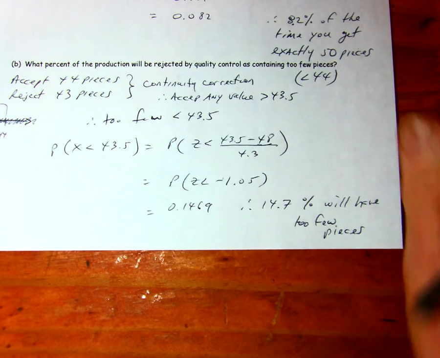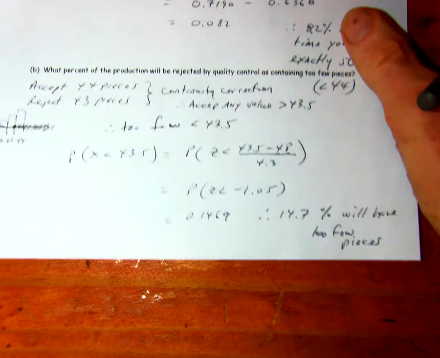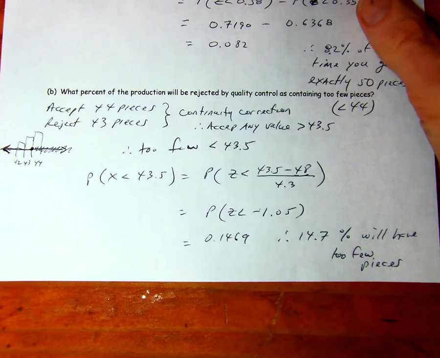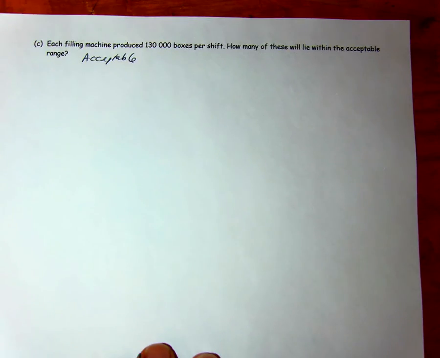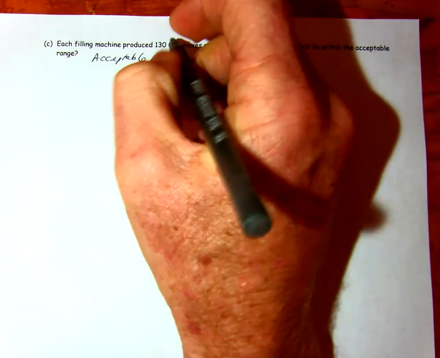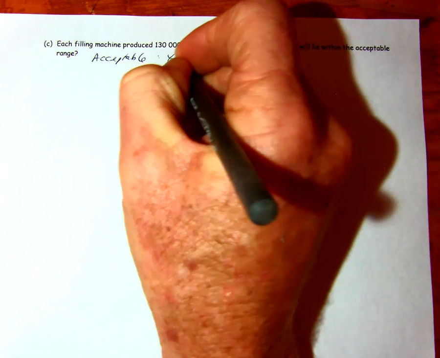There's one last question. Are we good there? Okay, one last question. Each filling machine produced 130,000 boxes per shift. How many of these will lie within the acceptable range? So what is acceptable again? If you look at the question, what's acceptable? What are you going to accept? Bigger than 43.5. Yeah, well, without doing continuity correction, it was 44 to what?